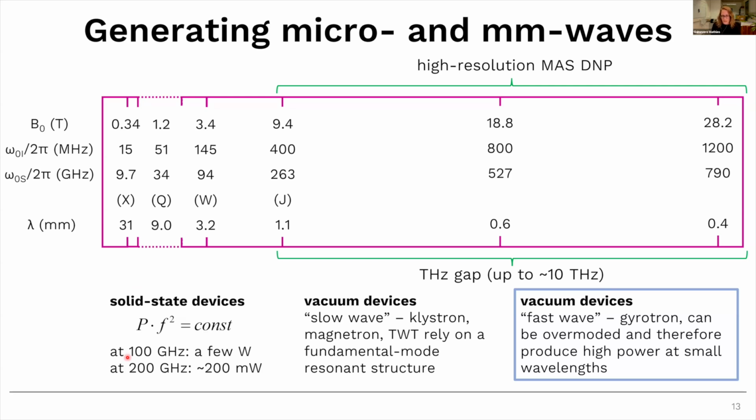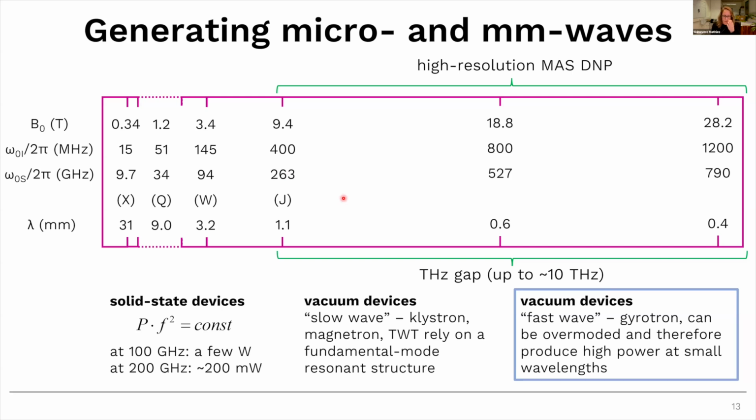So what you could do instead is switch to vacuum devices. And one category that comes to mind are the so-called slow wave devices, like the klystron, the magnetron, and also the traveling wave tube. And some of you may know that it's possible to use a klystron as a source for MAS DNP at 263 gigahertz.